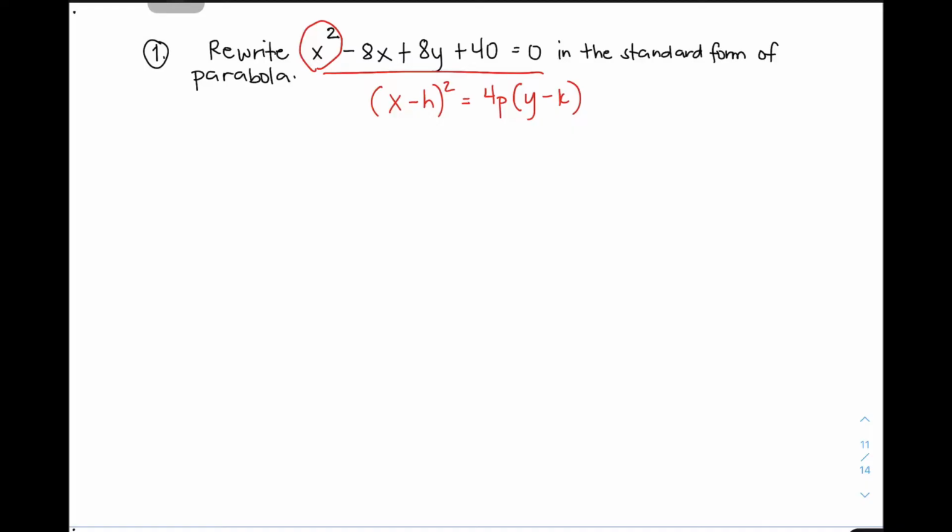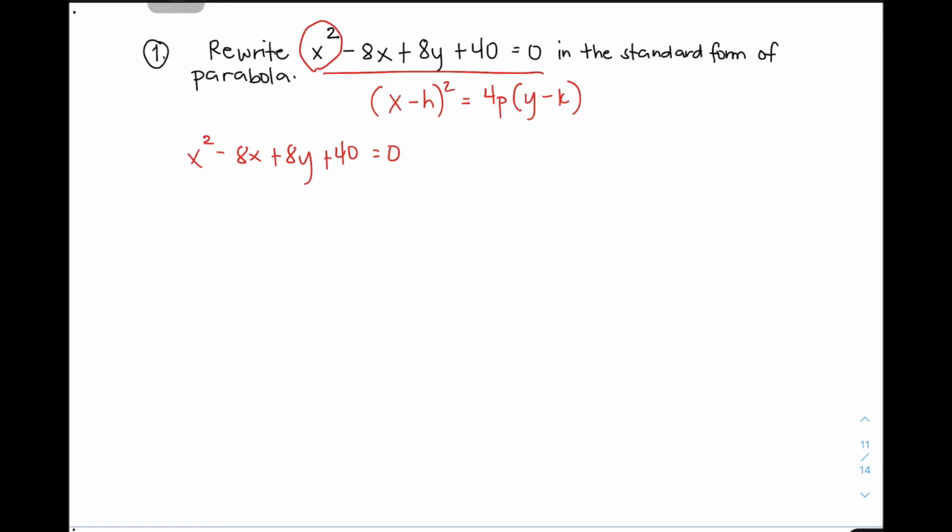So, ano ba yung importance? Bakit kailangan matutunan natin how to rewrite a general form to standard form? Because when you have converted a general equation of parabola to standard form, malalaman mo na yung different details about the parabola. Nandiyan yung vertex, nandiyan yung focus, equation ng latus rectum, equation ng directrix, equation ng axis of symmetry, at marami pang iba. So, kopyahin muna natin yung ating equation. You have x squared minus 8x plus 8y plus 40 is equal to 0.